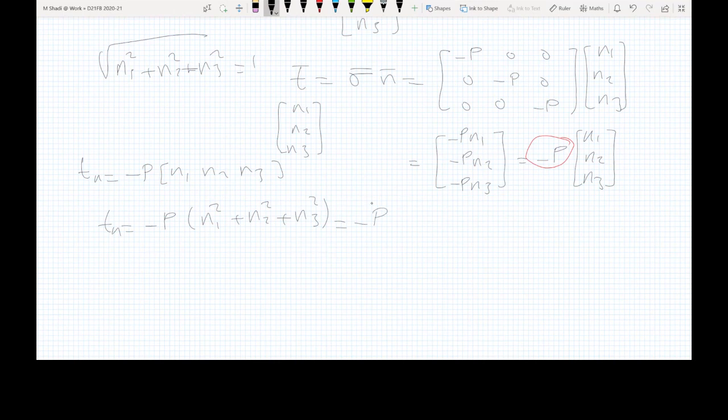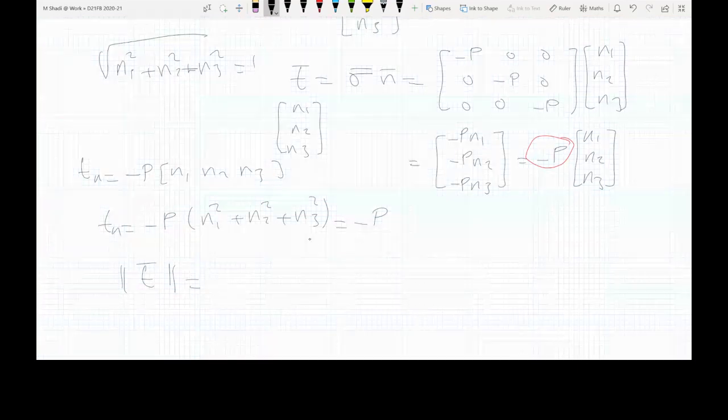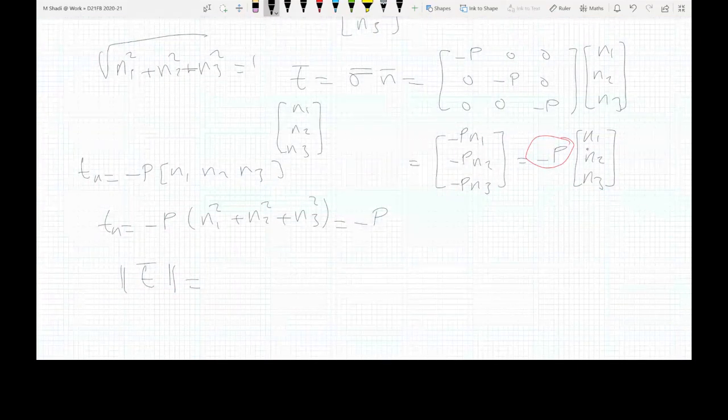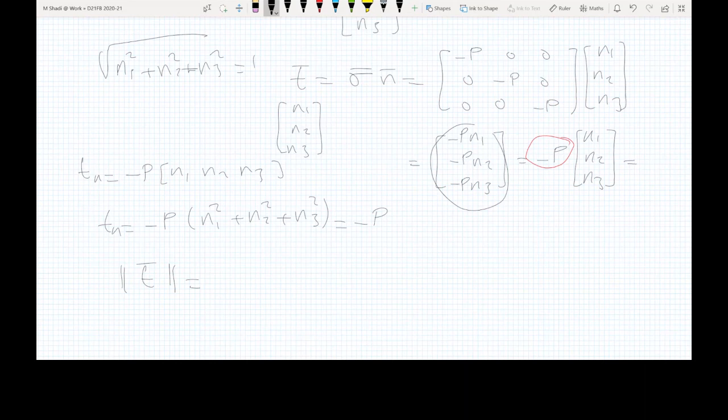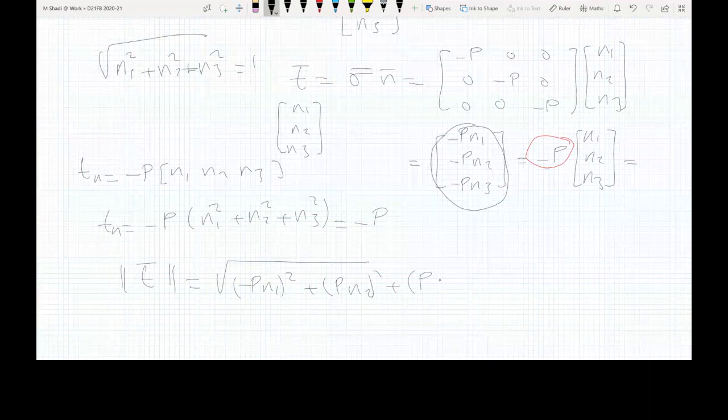And if you are going to find the length of this vector, now we go back to t. So the length of t, which I think Bleak asked about, I'm going to write it in this way. So this is probably easier for you to see, Bleak. The square root of the sum of the squares is minus p n1 squared added to p n2. I'm going to drop out the negative sign because it will go away with the square.